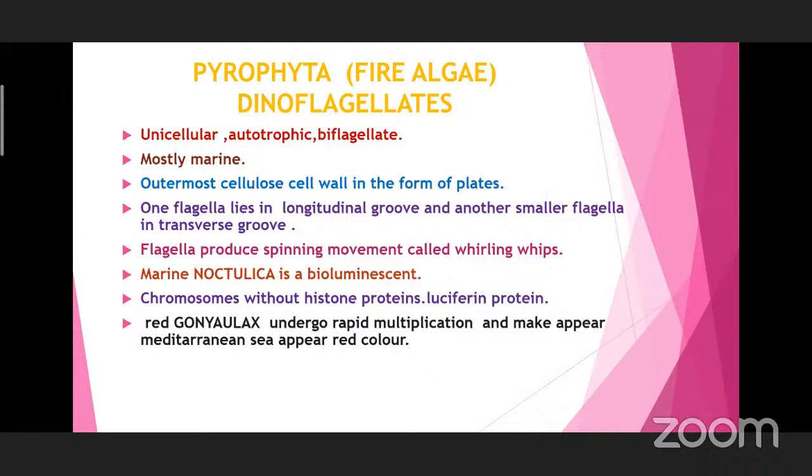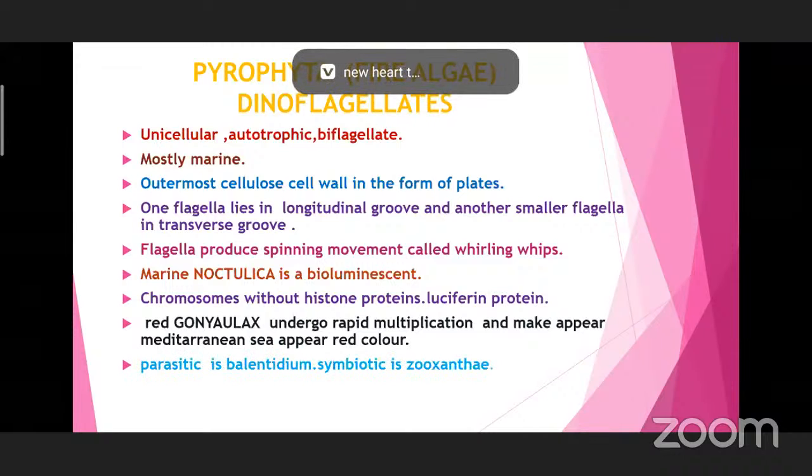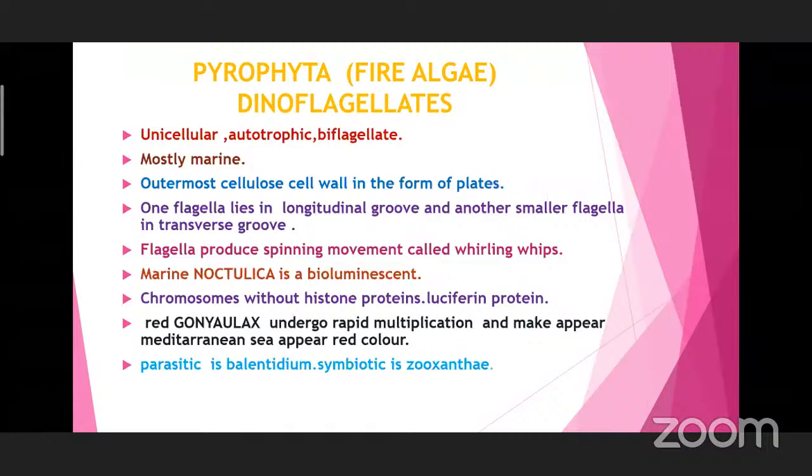Gonyaulax undergoes rapid multiplication and makes the Mediterranean Sea appear red in color. The Mediterranean Sea is also present on the north part of the African continent. There you'll see the red tides. Red tides are because of dinoflagellates. Gonyaulax is responsible because it undergoes rapid multiplication. As rapid multiplication is taking place, red color individuals are increasing, and the tides will show red color in the Mediterranean Sea.